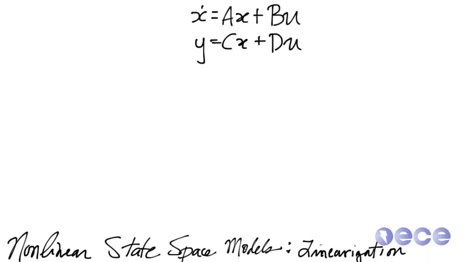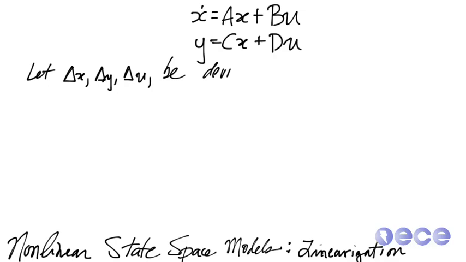Now I want to look at a nonlinear state space model, a generic one, and see how we would linearize this model so that we would be able to use the linear systems techniques we'll be learning in the course. So remember that for a generic linear system we expect to be able to write x dot equals Ax plus Bu and y equals Cx plus Du.